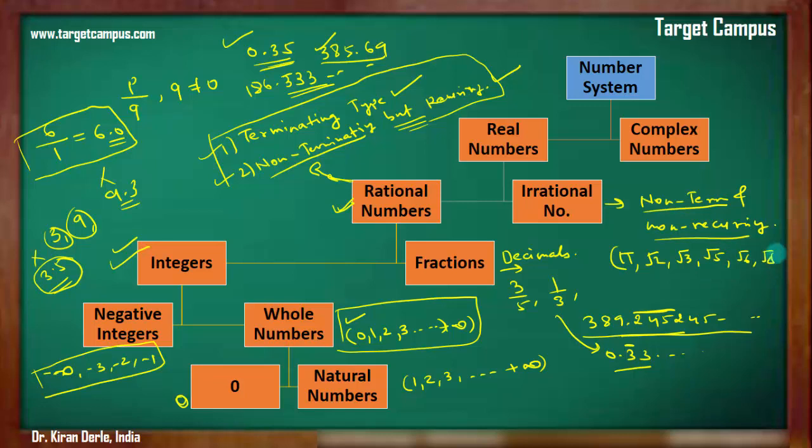Root 8 is also one, so all these numbers which are not perfect squares, the square root of these numbers is an irrational number. I hope you get it. If you simplify this, you will get decimals which are non-terminating and non-recurring type, right? I hope this is clear.